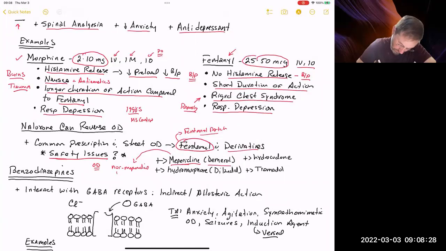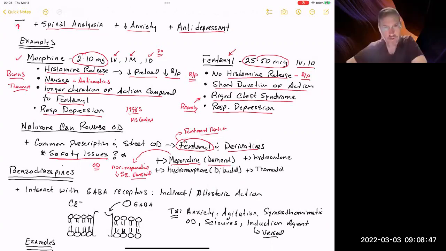And normeperidine actually decreases the seizure threshold in the brain, and so this can increase the risk of somebody having a seizure. So that's a special thing you want to think about.